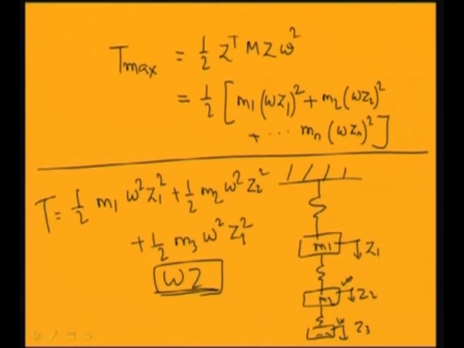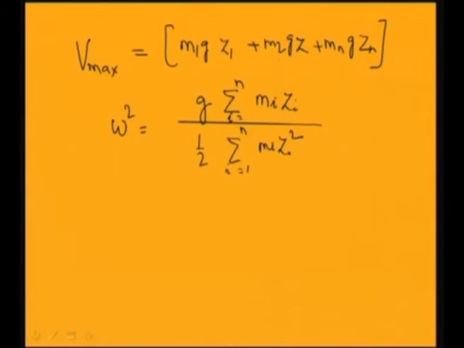omega square into m1 z1 square plus m2 z2 square plus mn zn square, and this potential energy, if you are writing in this form, m1 g z1 plus m2 g z2, and for the nth mass you are writing mn g zn. For other masses also you can add it. Then equating this kinetic energy and potential energy, you can write omega square equal to G summation i equal to 1 to n mi zi by summation i equal to 1 to n half mi zi square.